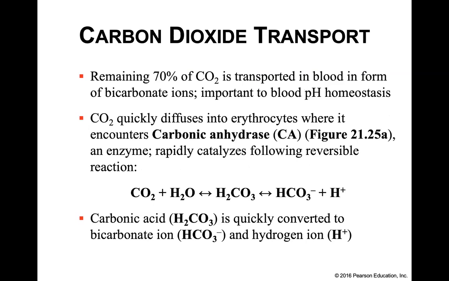What happens is carbon dioxide quickly diffuses into erythrocytes, where it encounters an enzyme referred to as carbonic anhydrase. This is an enzyme that rapidly catalyzes the following reversible reaction. So CO2 plus water gives carbonic acid. Now you can't have carbonic acid in the blood. That dissociates into what we call bicarbonate ion, which is a buffer, and hydrogen.